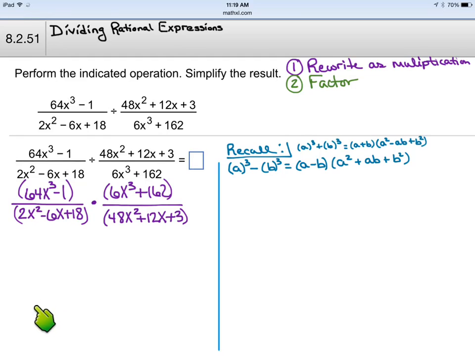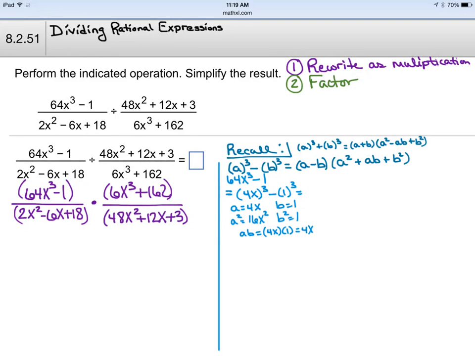So if I have 64x to the third minus 1, I want to rewrite that in the form of something to the third minus something to the third. So that's going to give us 4x to the third minus 1 to the third. That means my a value is going to be 4x and my b value in this equation is going to be 1. Well, I need to also know what a squared and b squared are. So if a is 4x, then a squared is 16x squared, if b is 1, b squared is 1, and a times b is 4x. So if I fill that in, I'll get 4x minus 1 times 16x squared plus 4x plus 1.